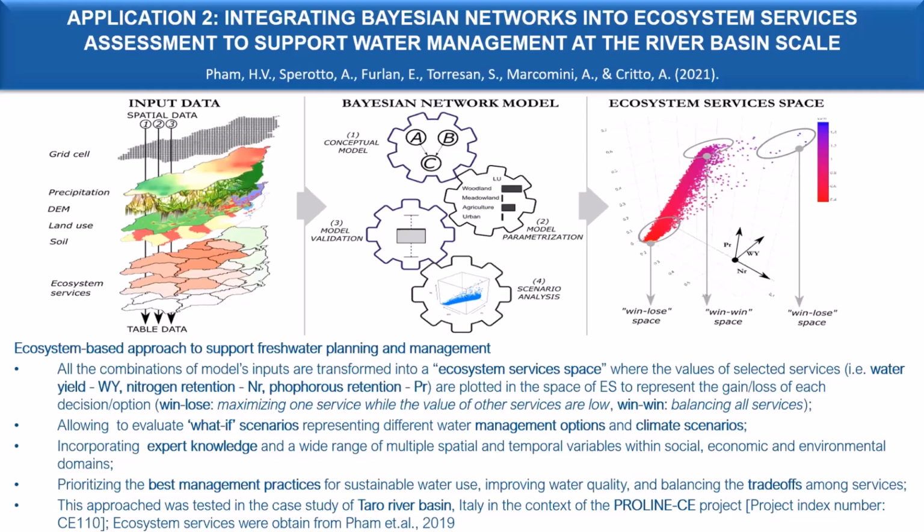The win-lose areas mean we maximize one service while we reduce the value of other services. Win-win areas mean we are balancing all the services. Also, this framework allowed the evaluation of what-if scenarios representing different management strategies and options, and also, regarding the precipitation, it related to the different climate scenarios.